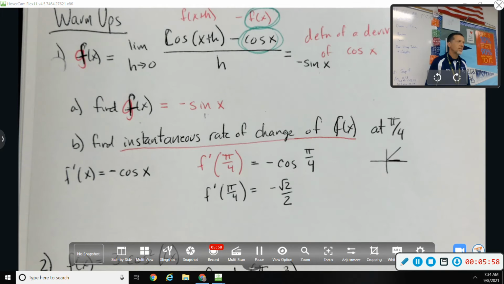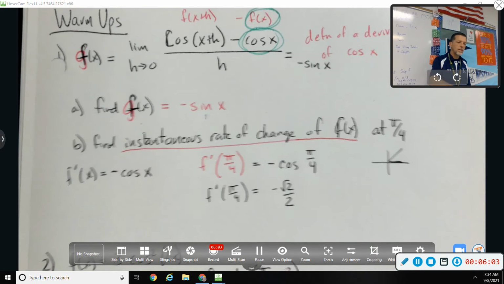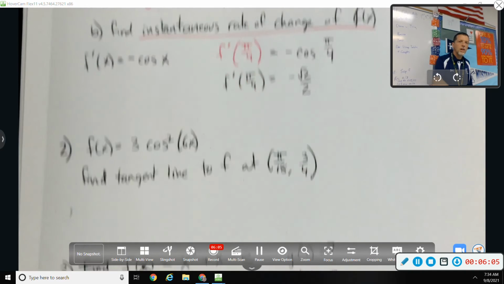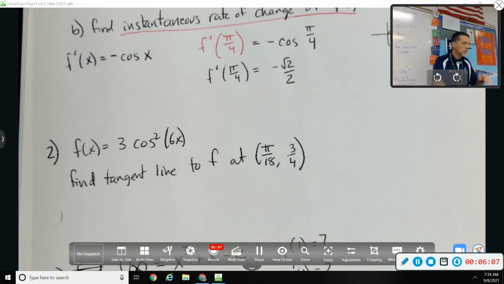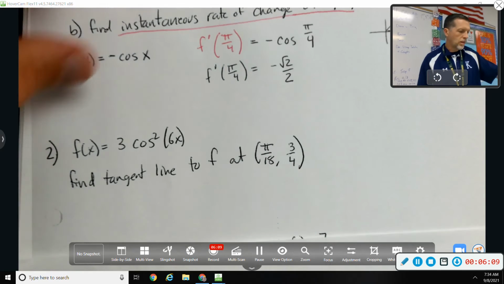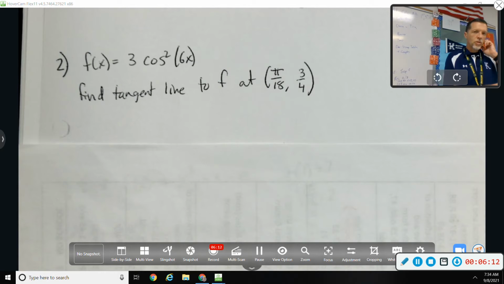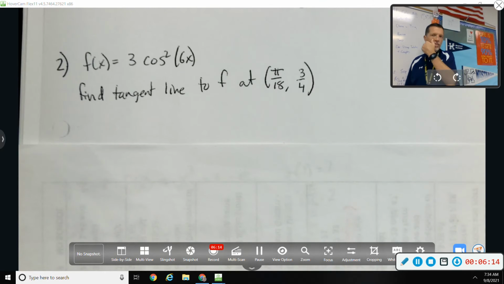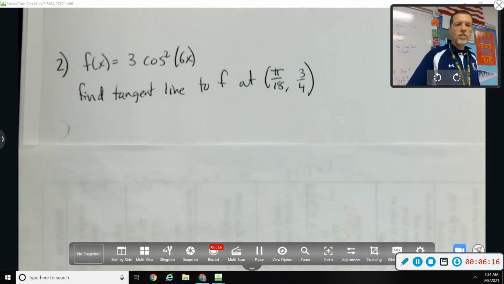Good questions. All right, I think number 2, just block off number 3, we'll go one at a time here. Number 2 is a little more straightforward. Find the tangent line to f at that point. It's a chain rule problem, so I'm going to hit pause and you guys try that one.